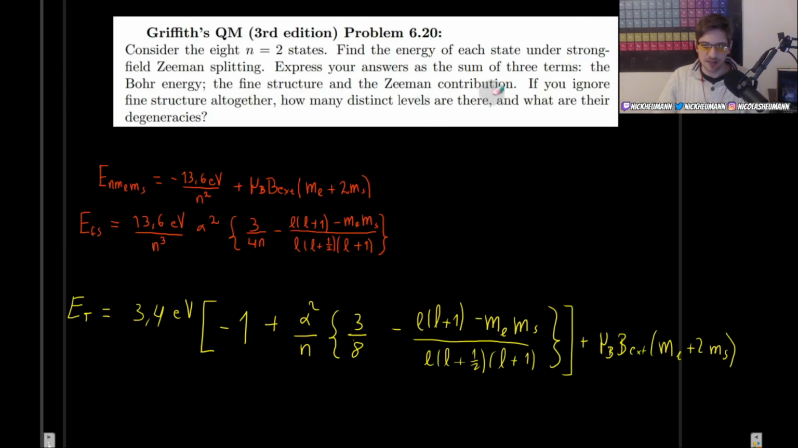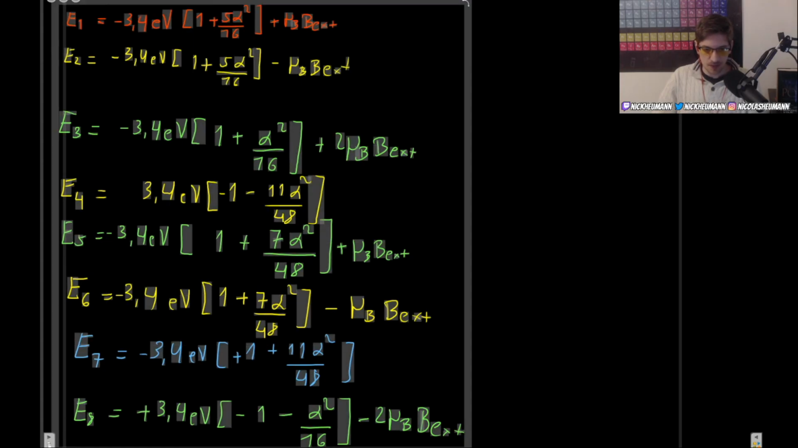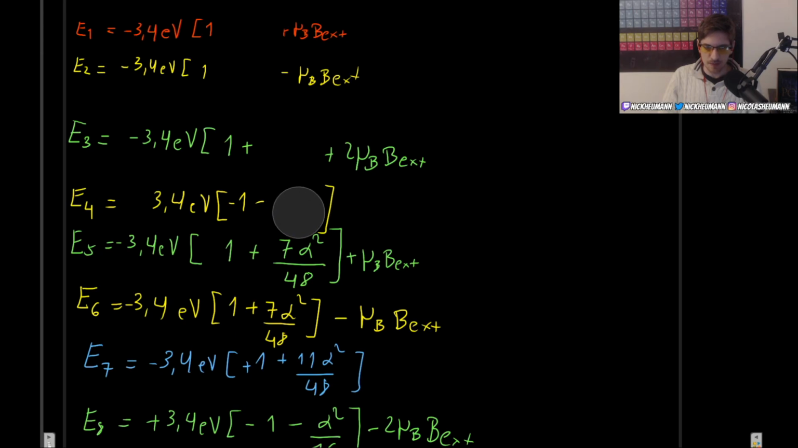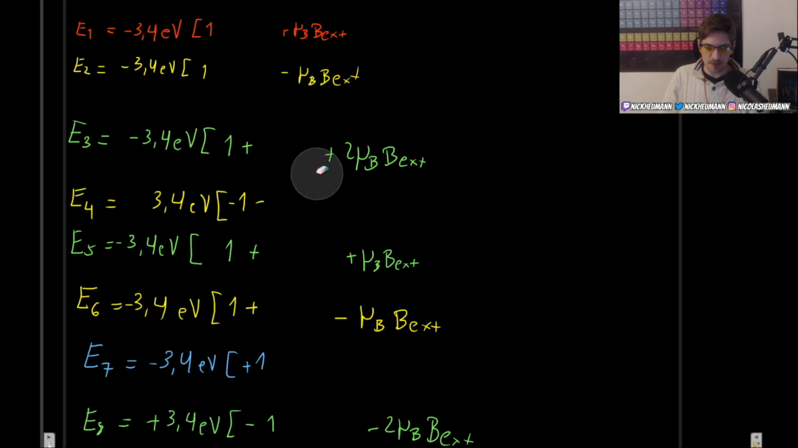And then they say, if you ignore fine structure, how many distinct levels are there and what are their degeneracies? So what exactly about this is fine structure? Let me copy all of this, go to a new page. The fine structure part is basically this part right here. So what if we ignore all of this? How many distinct levels would we have? All right, so maybe let's do it like this.